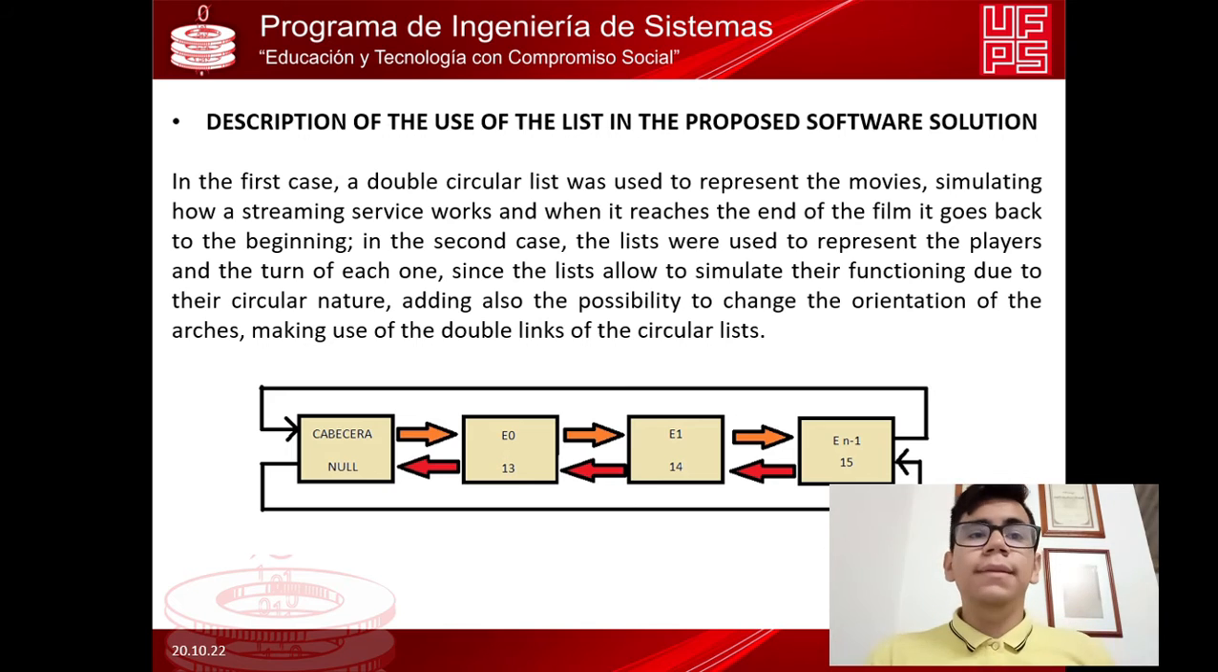In the second case, the lists were used to represent the players and the turn of each one, since the lists allowed simulating their functioning due to the circular nature, adding also the possibility to change the orientation of the turns, making use of the double links of the circular list.